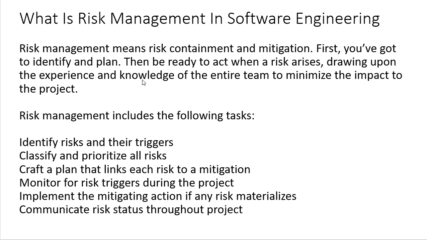The risk management in software engineering means high-quality solution systems that protect against the potential risks in the software development. Usually, it includes those tasks: identify risks and their triggers, classify and prioritize all risks, build a plan for those risks, monitor the risk triggers, and communicate risk status throughout the project.